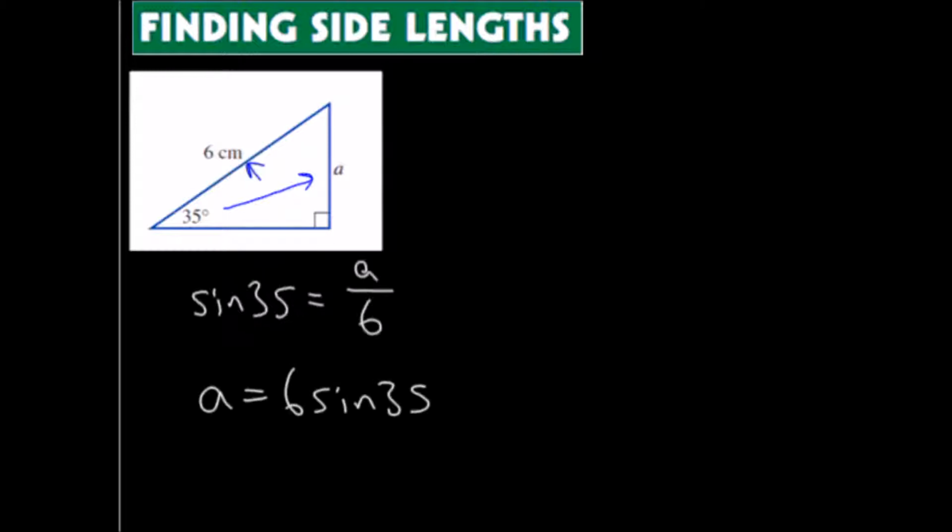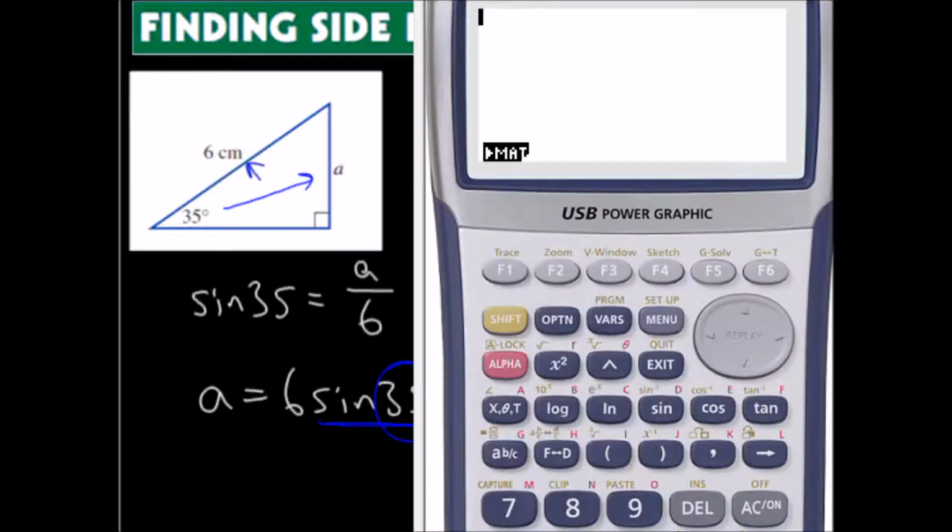Now, the sine of 35, that ratio is stored in your calculator. So all we do is make sure we are working in degrees. That angle there must be in degrees. And we can press 6 sine 35 and we'll get our answer. So 6 and then sine of 35 will give me an answer of 3.44 to two decimal places.